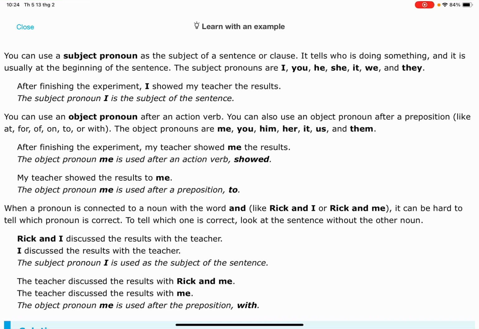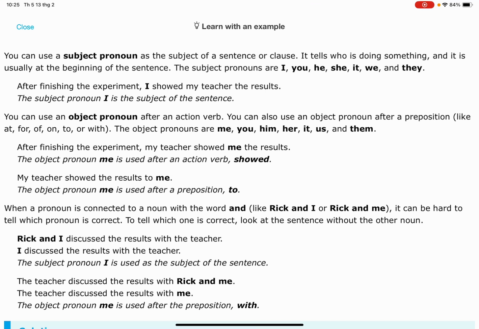Let's talk about using a subject pronoun and object pronoun. We've talked a lot about using object and subject, adjective, and adverb, but now we're going to move on to pronouns. It's basically the same. You can use a subject pronoun as a subject with sentences or clauses, just like the other adjective and adverb, and it still tells who's doing something. It is usually at the beginning of the sentence.